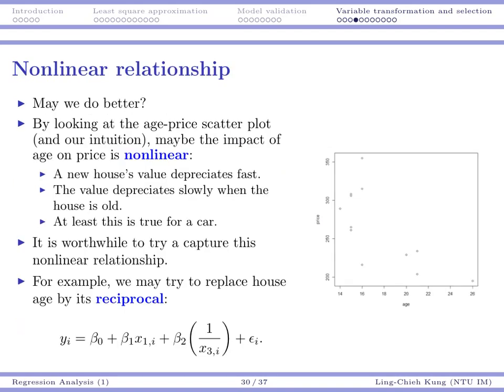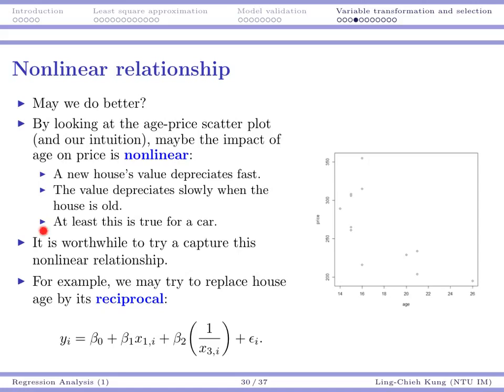The next thing is to ask whether we may do better. Many people would look at this scatter plot and think about their intuition and then make one conjecture. That conjecture is that maybe the impact of age on price is nonlinear. Why is that? We probably guess that when a house is new, the value would depreciate a lot. But when the house is old enough, then being one additional year old probably has no impact, or the impact is very small.